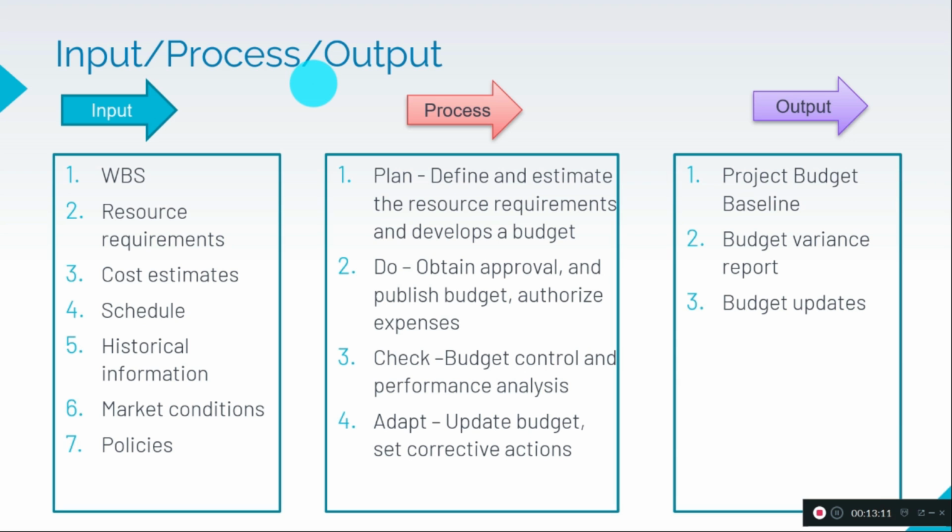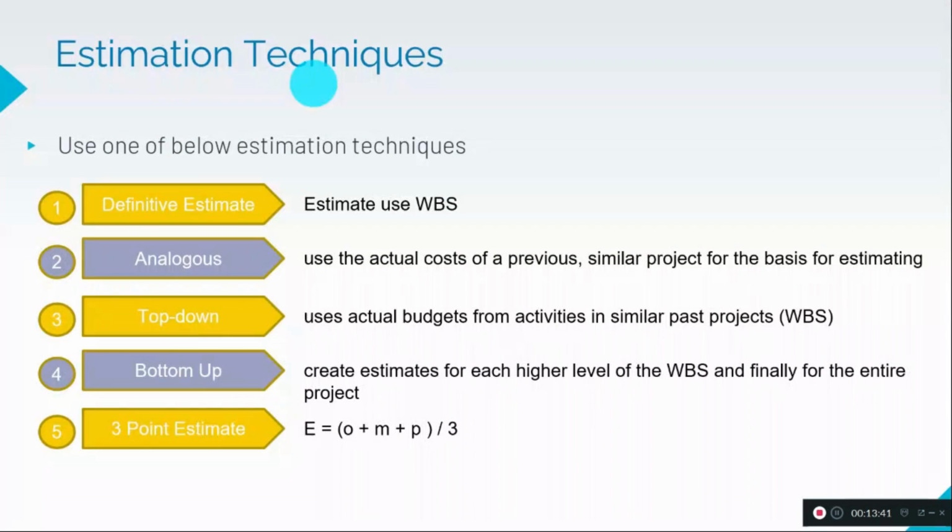So what is the output from this project budgeting system? We will baseline the project budget and we will create a project variance report on a weekly or bi-weekly basis. Based on the report, we provide it to the organization and update the budget in the budgeting system. So these are the input, process and output for the budgeting system.